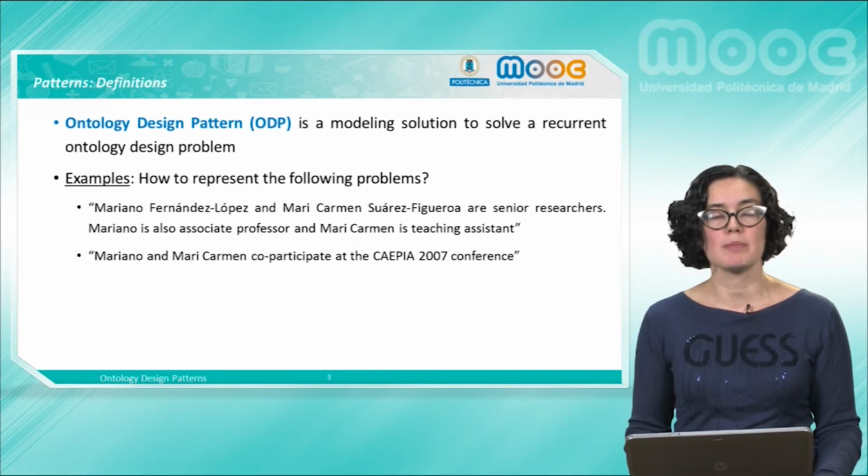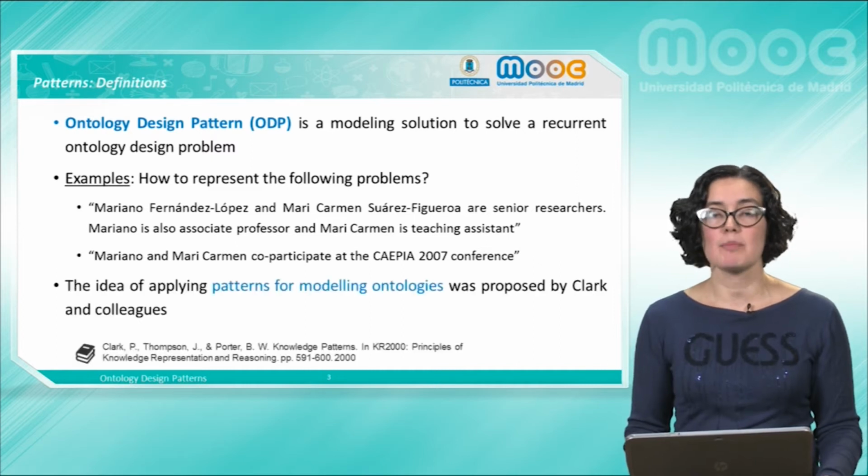For example, a typical situation like two people who are both researchers and university professors, or who participate in a particular conference or event. These situations are candidates that could be modeled using ontology design patterns. The application of patterns in the ontology conceptualization was proposed by Clark and colleagues in 2000.